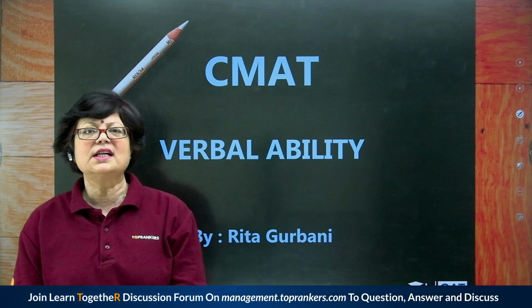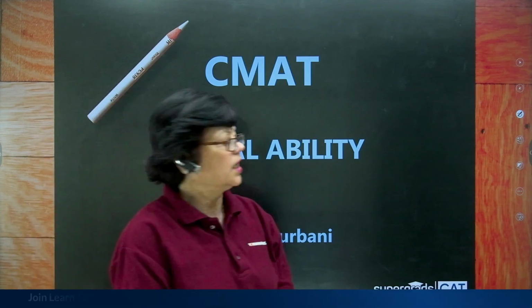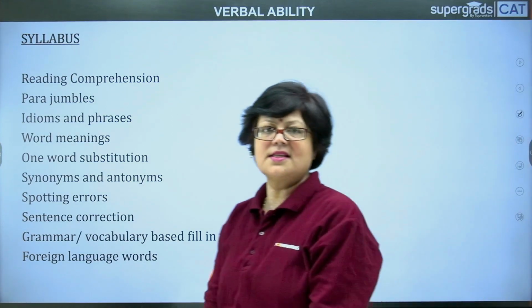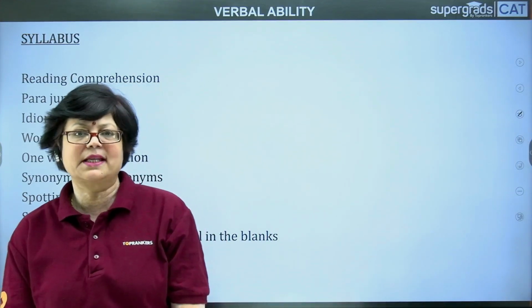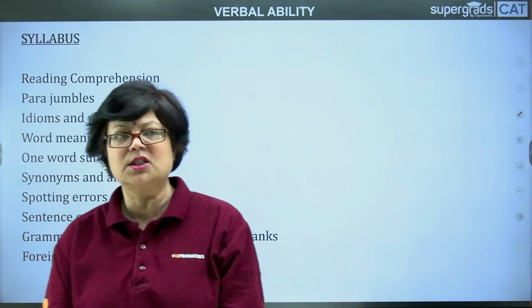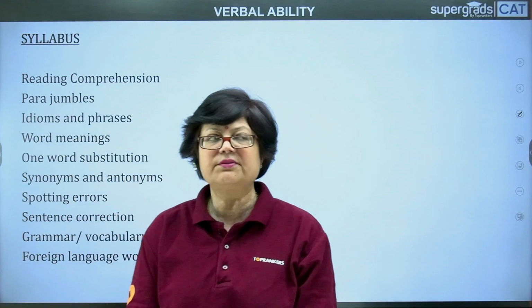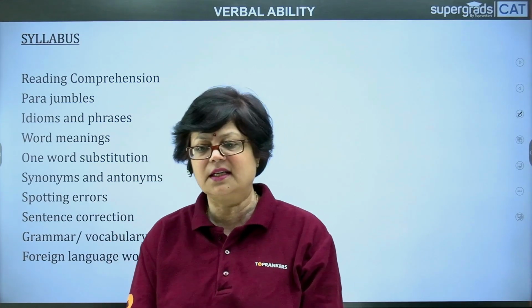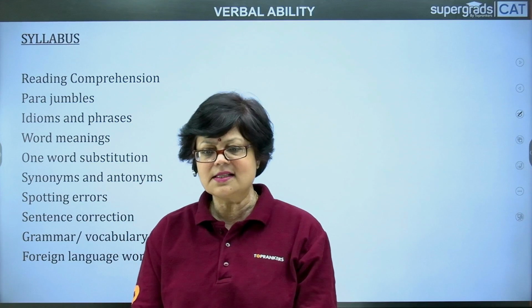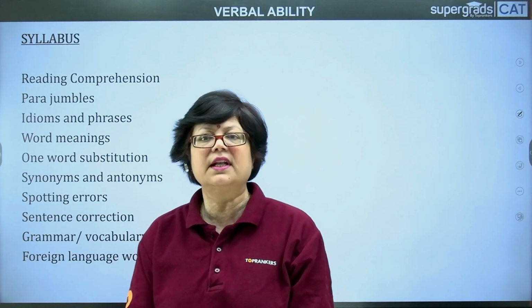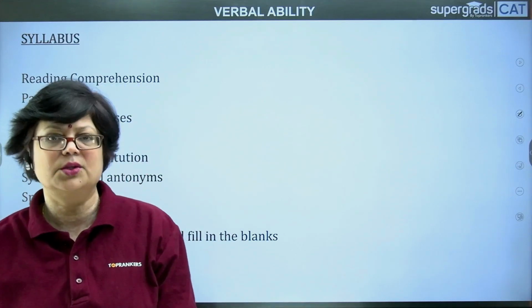So, dear students, as we had discussed in the previous session, the syllabus comprises different aspects of the English language. It can be reading comprehension, parajumbles, idioms and phrases, word meanings, one word substitution, synonyms and antonyms, spotting errors, sentence correction, grammar and vocabulary related fill in the blanks, and foreign words usage.